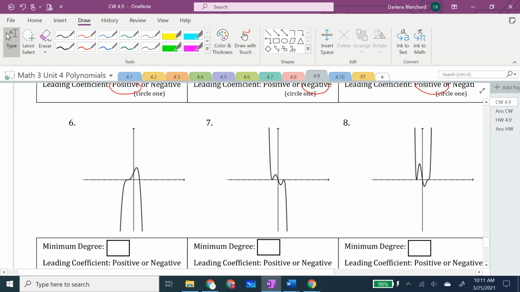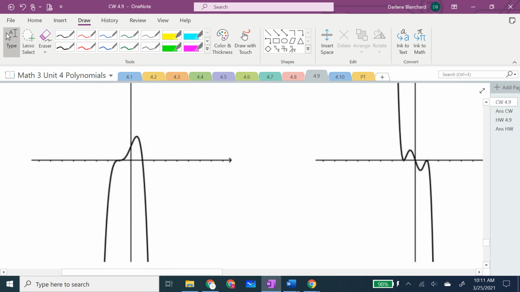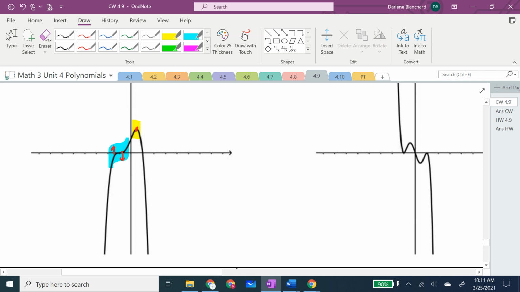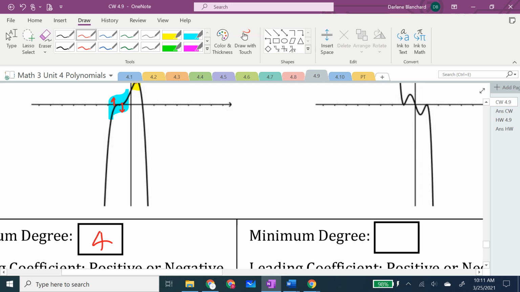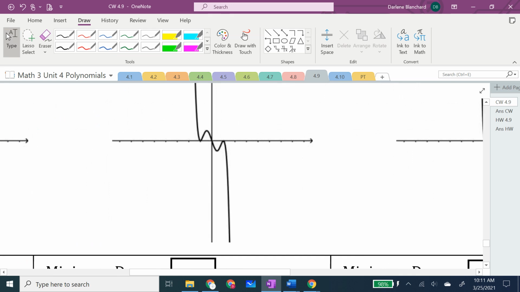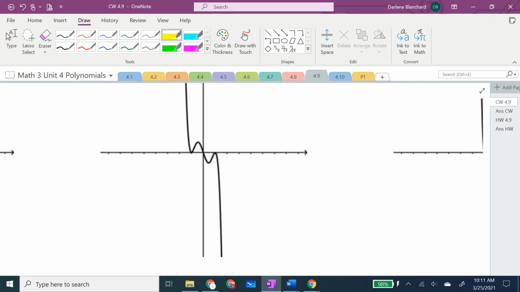So now I'm going to a little bit more quickly do these. Relative maximum, a wiggle attempting to stretch into a pair. So that counts as 2, 1, 2, and then 3. Add 1 more. This is minimum degree 4. For this one, you have a relative minimum, relative maximum, relative minimum, relative maximum.